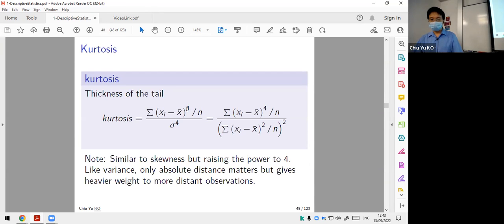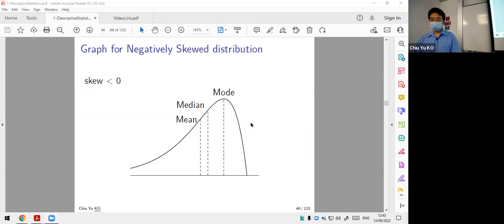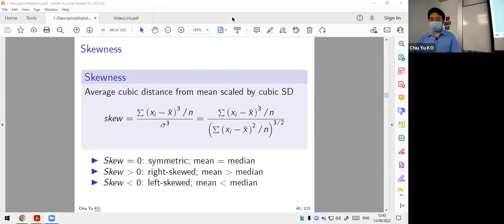And just to remind you, the kurtosis and skewness have almost the same formula, but here you raise to the power 4, okay? And you go back to see the skewness. The formula is just this one, right? And look at the skewness. You can see the numerator is the same as the variance, but you raise it to the power 3. Okay, and you divide this by the cubic SD.